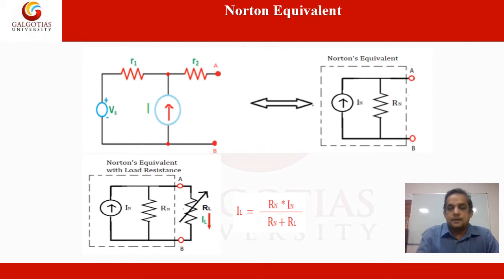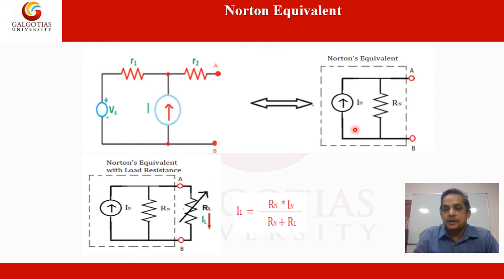Now come to the Norton equivalent. You put the value of IN which you have calculated in parallel with the resistance. This is Norton resistance. You put the value of Norton resistance. This is called the Norton equivalent. Now if you find the value of RL, then you connect the RL with the Norton equivalent.